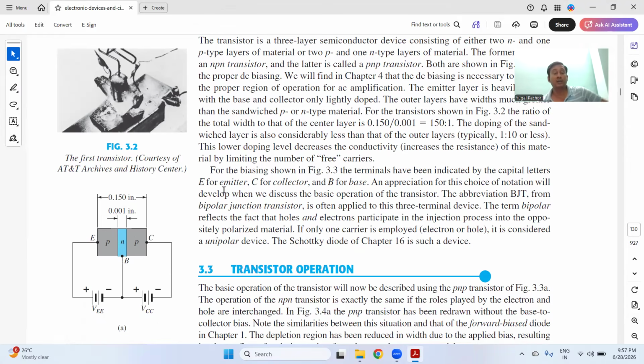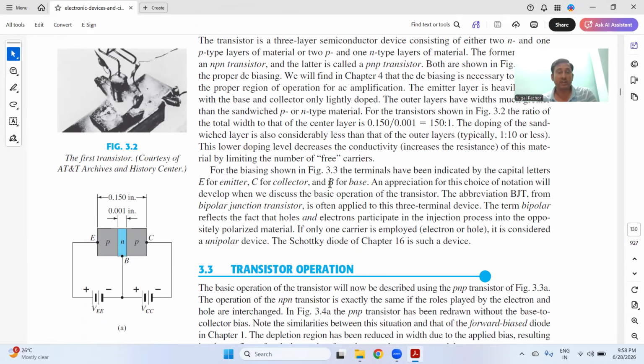In the construction of the transistor, we have three regions. One is the emitter, denoted by E. We have the collector, denoted by C. We have the base, denoted by B. The area of the base is very small, the area of the emitter is medium, and the area of the collector is quite large. Why? Because it needs to collect the large number of electrons flowing from the emitter through the base to the collector.